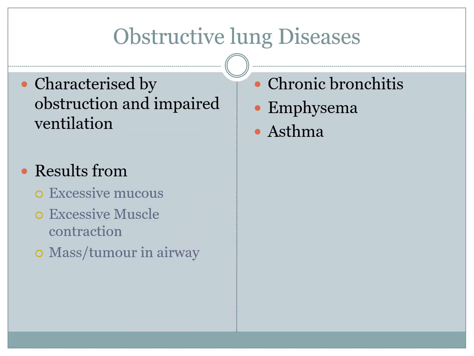So we'll move on to more of your obstructive lung diseases. Now these ones are characterized by obstruction, believe it or not, thank God you're sitting down, and impaired ventilation. Now they result in excessive mucus, excessive muscle contraction, and they can be caused by a combination of those two or a tumorous growth in there. Now the classic ones that you will find are chronic bronchitis, emphysema, and asthma. Now asthma is a little bit of a tricky one because it is 100% an obstructive one, but unlike the other two, it's more reversible. So it's a reversible obstructive disorder.